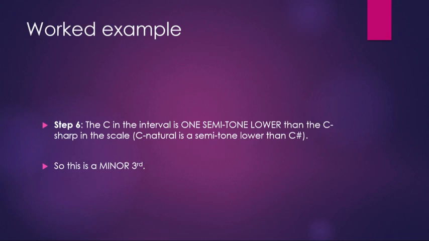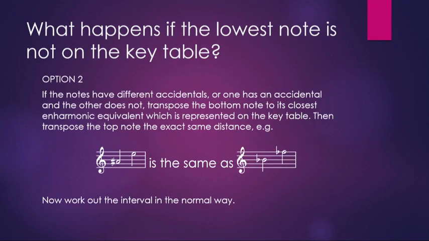If you see an interval and the lowest note does not reflect on the circle of fifths, don't worry. In your first option, you can check if both notes have sharps or both notes have flats in front of them. If they do, you just take the flats or the sharps away and then work out the interval as you normally do. But if you ask that question and only one of the notes has an accidental, then we have to use a different option.